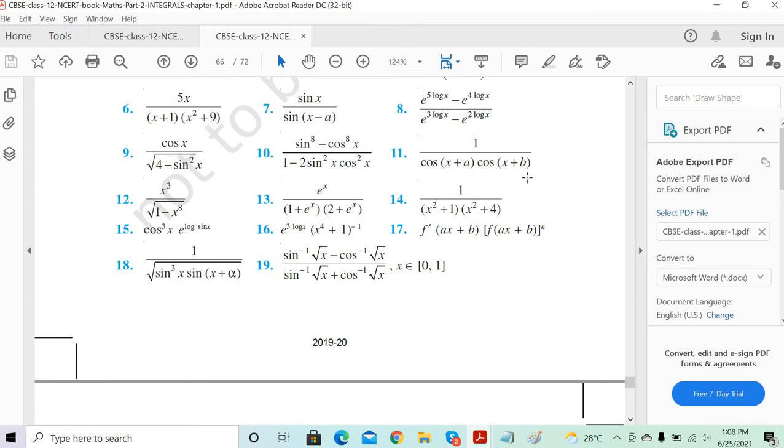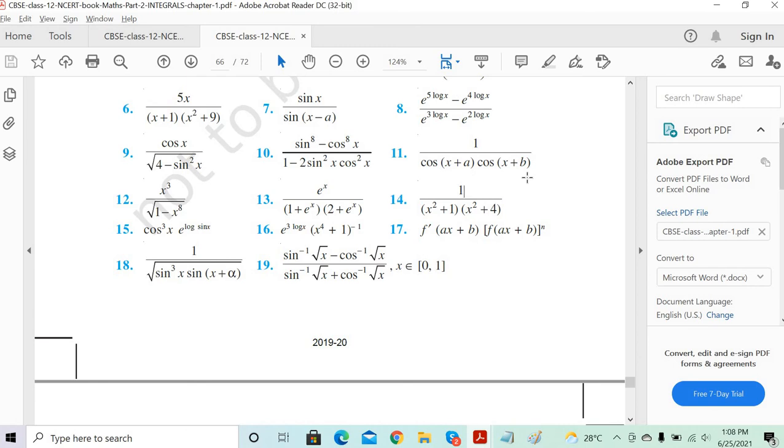Okay, so basically we want to eliminate the denominator, so you need to multiply and divide with sin a minus b, or sin b minus a, by sin b minus a, because sin b minus a will be the constant, isn't it?